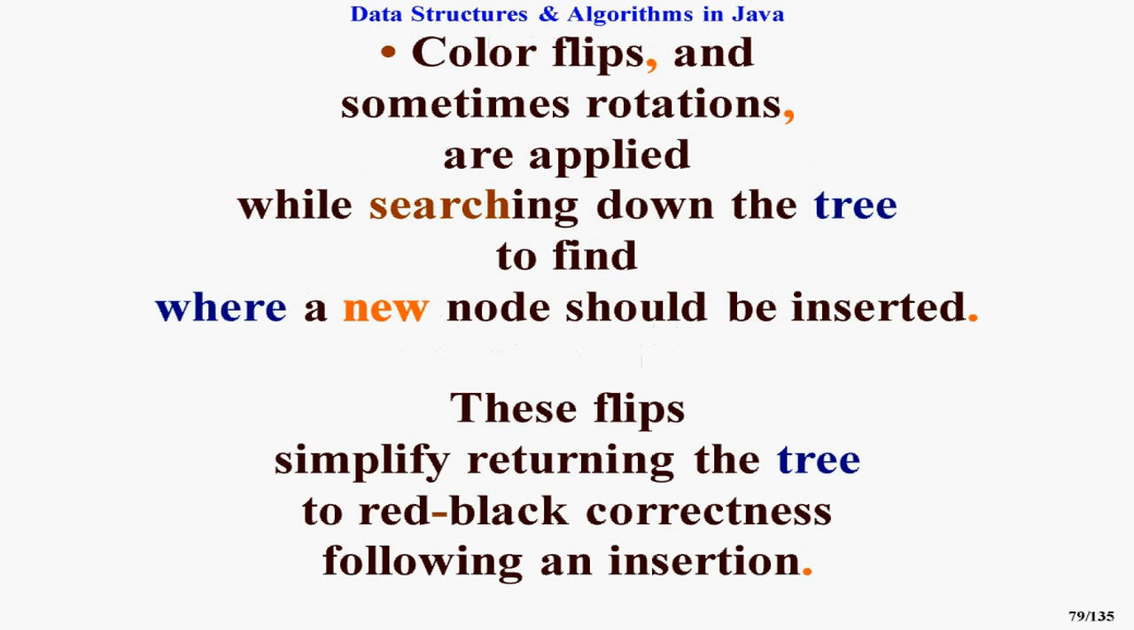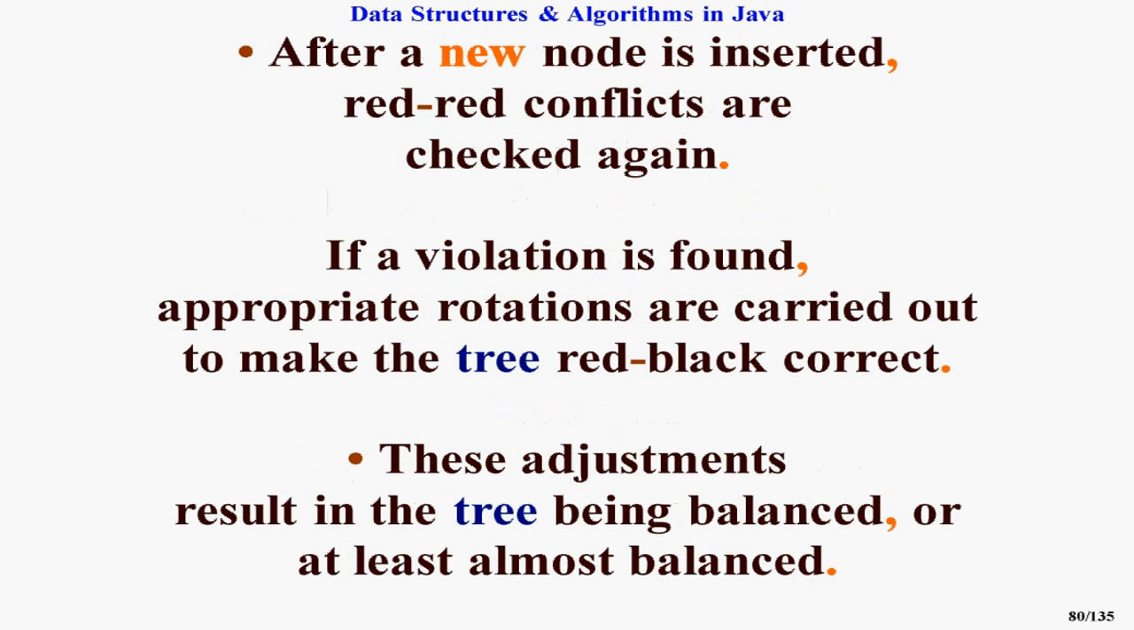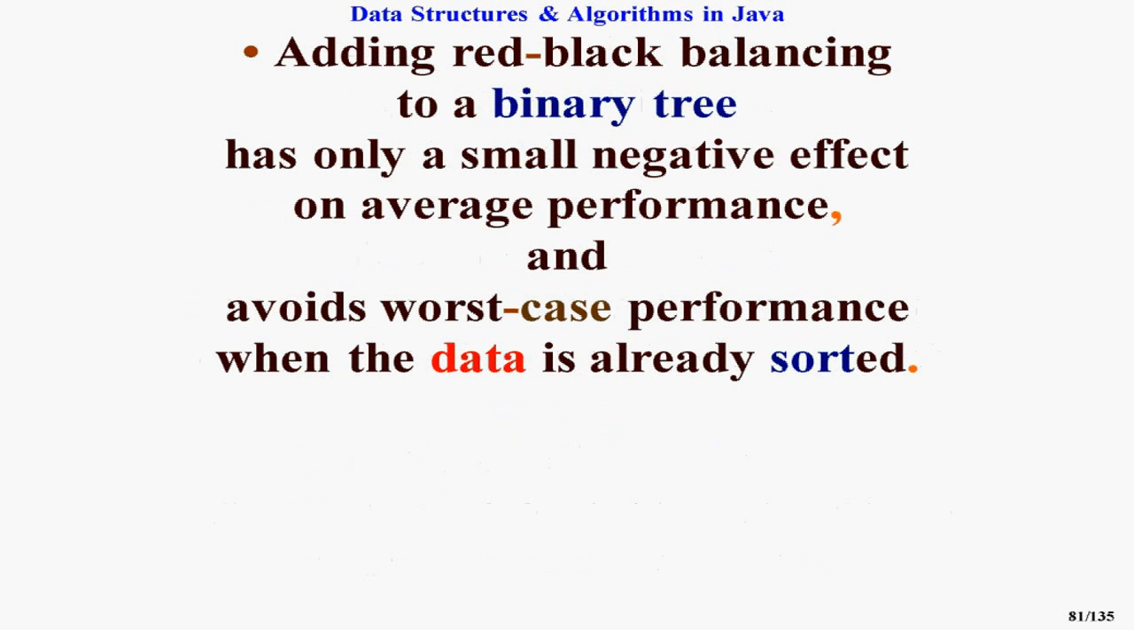Color flips, and sometimes rotations, are applied while searching down the tree to find where a new node should be inserted. These flips simplify returning the tree to red-black correctness following an insertion. After a new node is inserted, red-red conflicts are checked again. If a violation is found, appropriate rotations are carried out to make the tree red-black correct. These adjustments result in the tree being balanced, or at least almost balanced. Adding red-black balancing to a binary tree has only a small negative effect on average performance, and avoids worst-case performance when the data is already sorted.